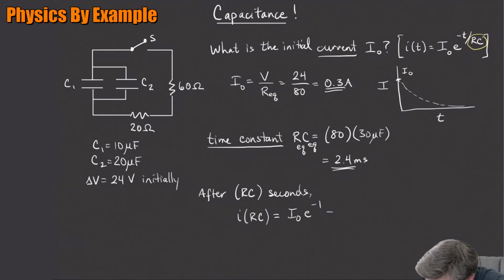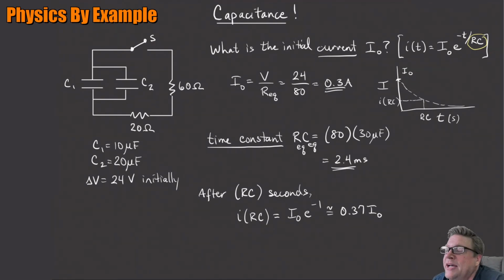It's about a third. Just in the back of your head, you can think of 1 over e as about a third. That'll become useful as you go along. It's sometimes called e-folding. So after that amount of time, the current has decreased to about a third of its initial value. Maybe that's about right here. So that's RC in seconds, and this would be I at RC. So after one time constant goes by, you know that the current has gone down by roughly a third.